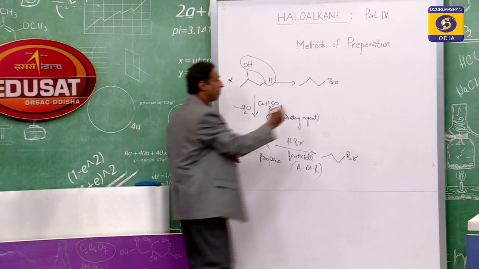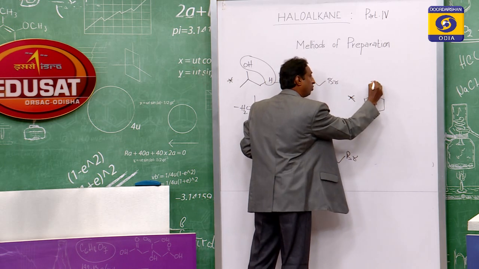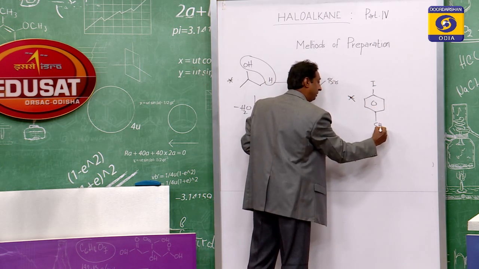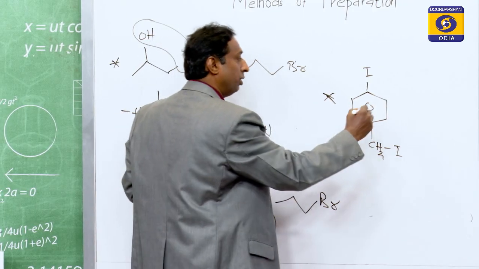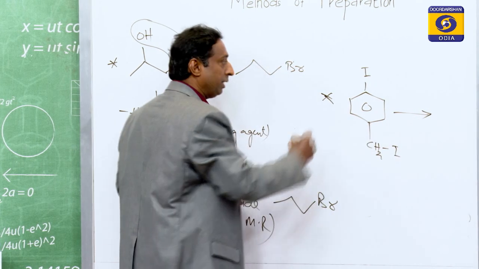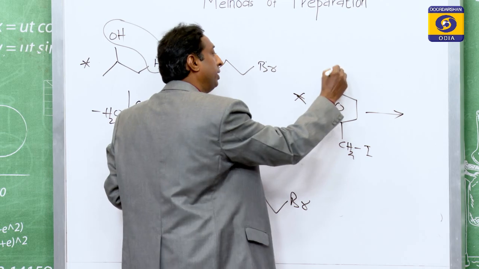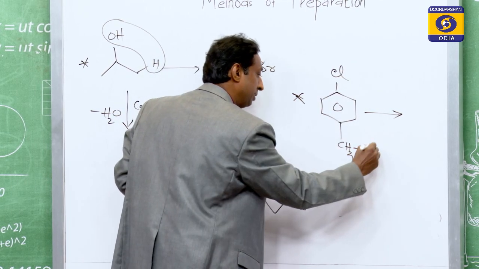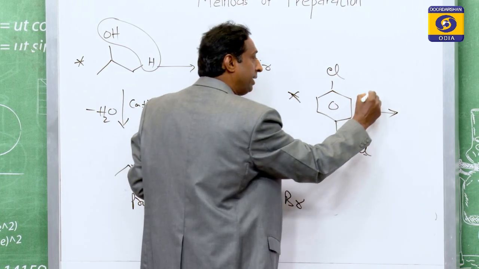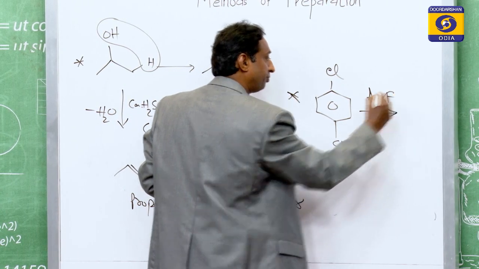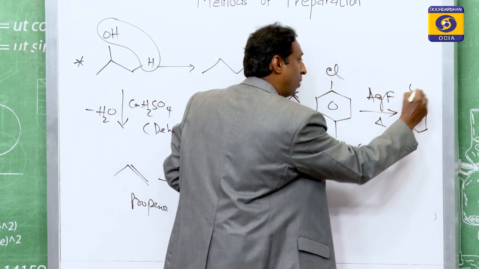One more example, a very simple one. Look at this molecule. This is benzene attached to one chlorine and also to CH2Cl. You are going to replace this chlorine by a fluorine atom. How do you do it? You use AgF and heat it. Then remember, you get this one.